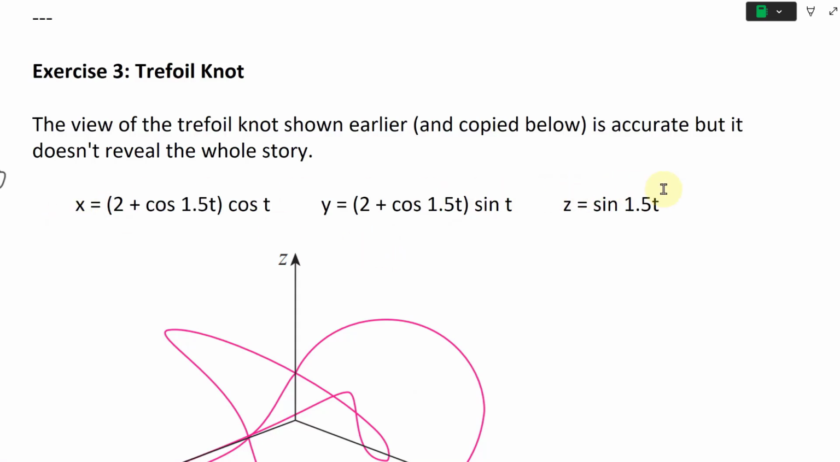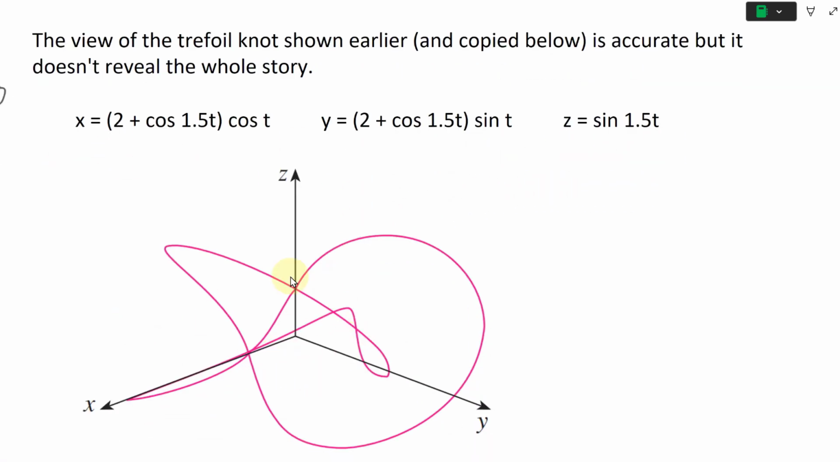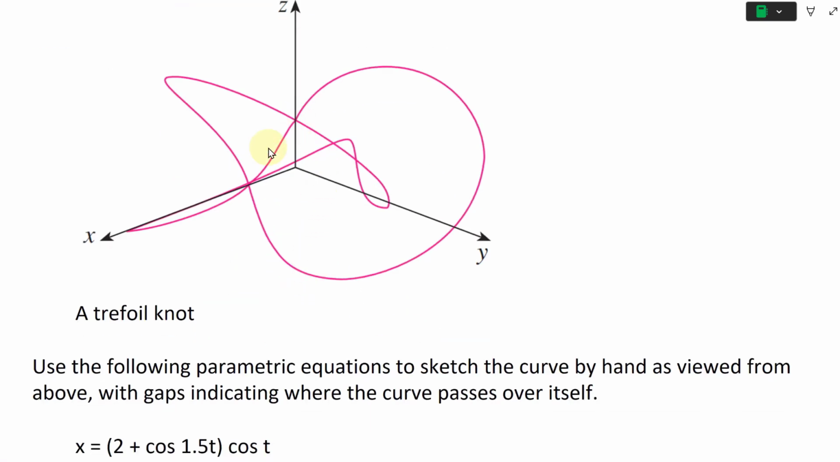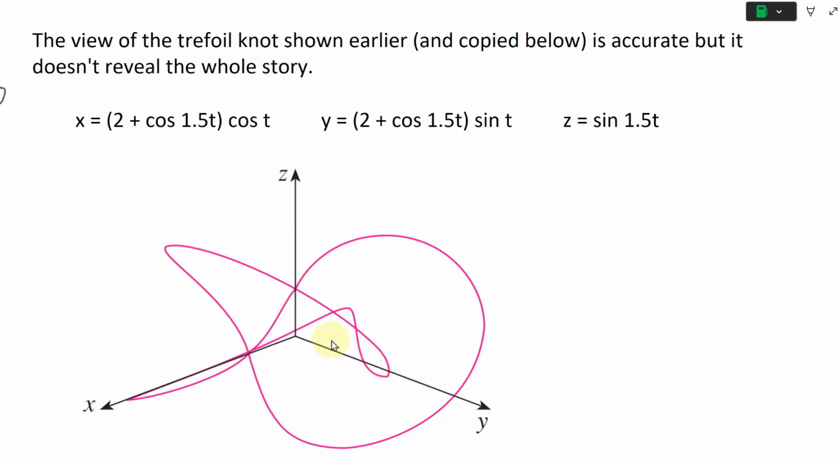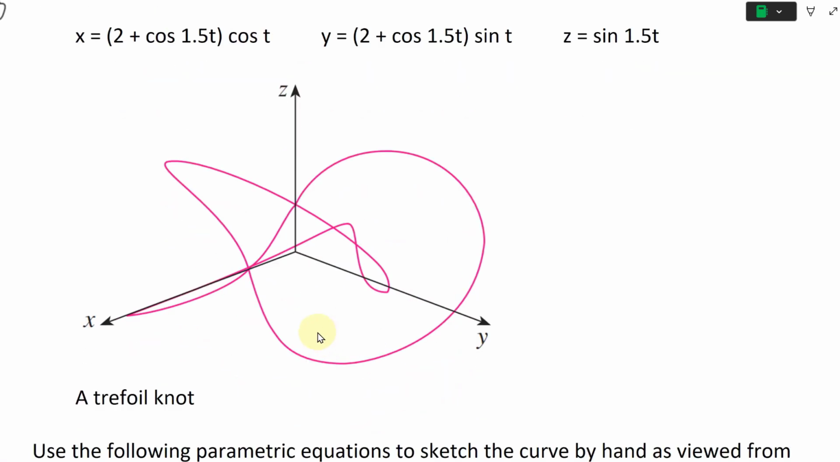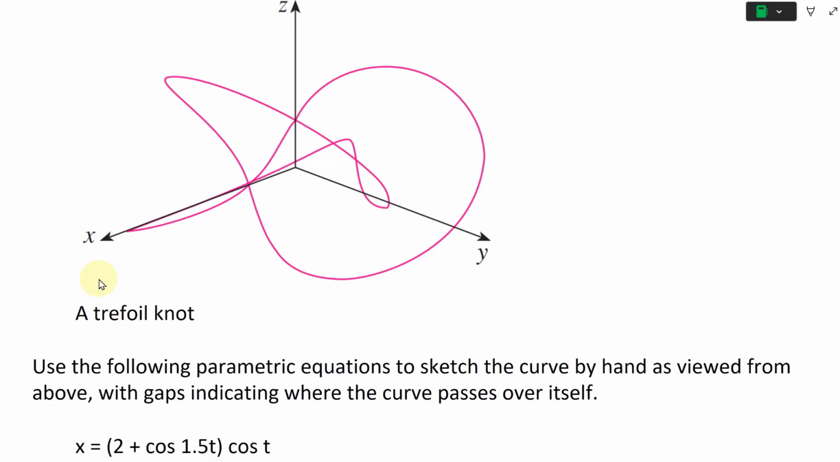So here are the parametric equations of it, and it looks like this. So yes, this is a bit next level. It's hard to tell exactly how it looks or behaves from different angles and so on. So we'll have to look at that. Alright, so this is a trefoil knot.